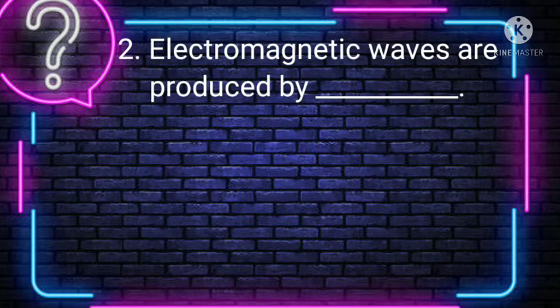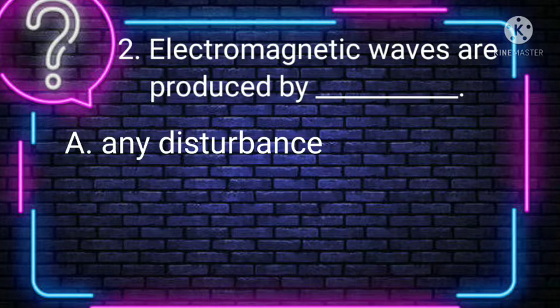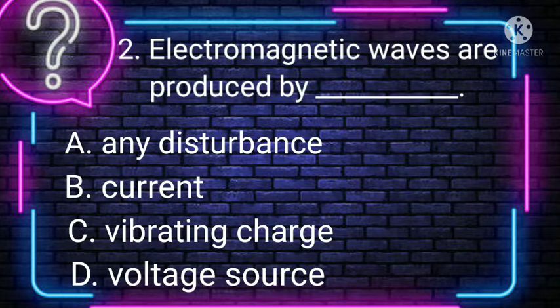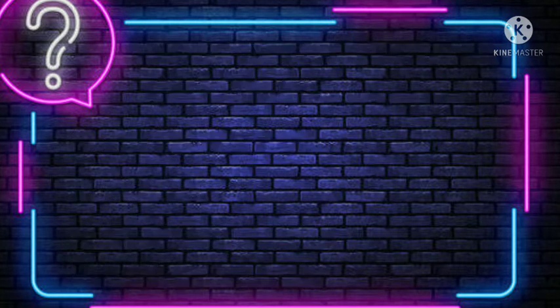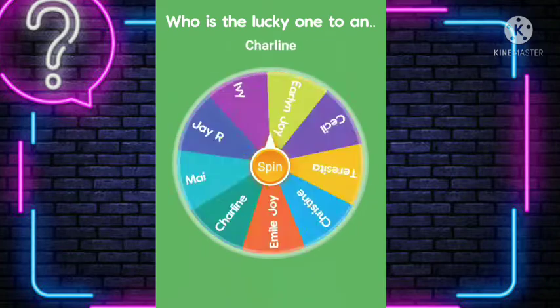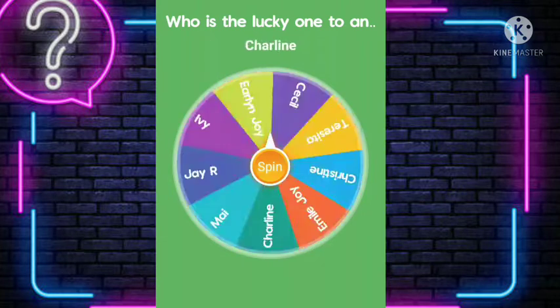Okay, number 2. Electromagnetic waves are produced by blank. A. Any disturbance. B. Current. C. Vibrating charge. D. Voltage source. Who will be the lucky one to answer this question? Let's find out.